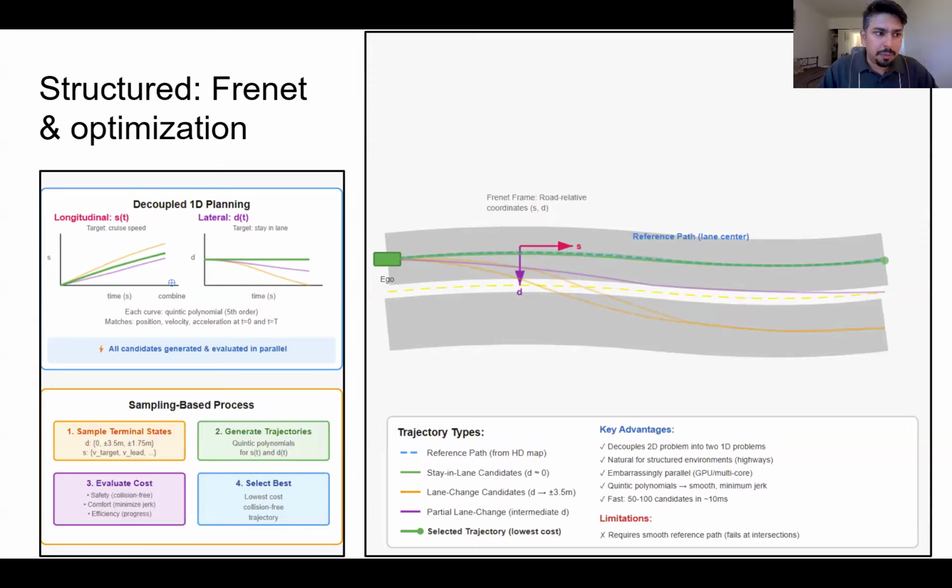So all of these could be different parts, similar to the multi-optimization problem we saw in routing. This could be a multi-optimization problem. And here we're trying to find, once we sample multiple such candidates in, let's say, both spatial and temporal states, we then just are able to cost them and select the best one.